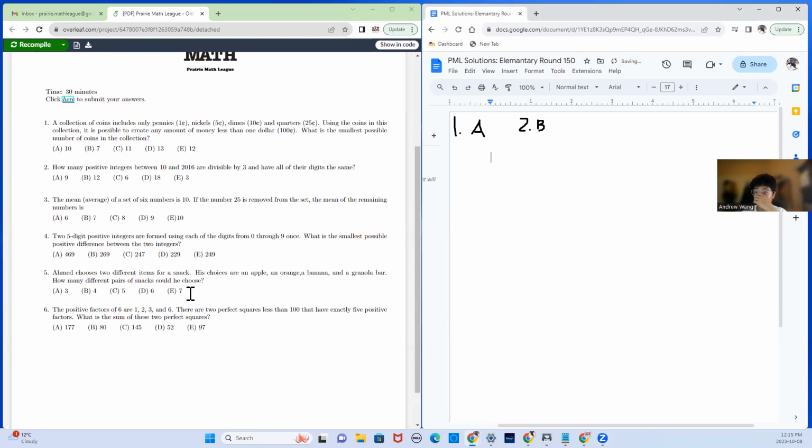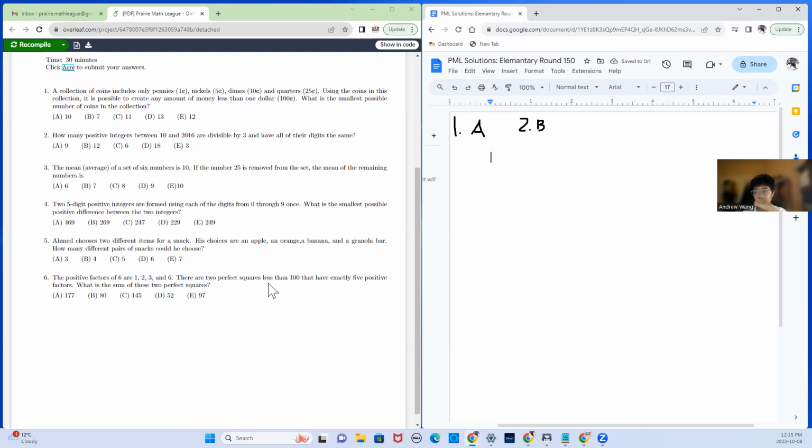So question 3. The mean of a set of 6 numbers is 10. If the number 25 is removed from the set, what is the mean of the remaining numbers? I'm actually going to be drawing this one. Since the mean of a set of 6 numbers is 10, that means 10 times 6 should be the sum of the total, right? So 60 is the sum of all 6 numbers.